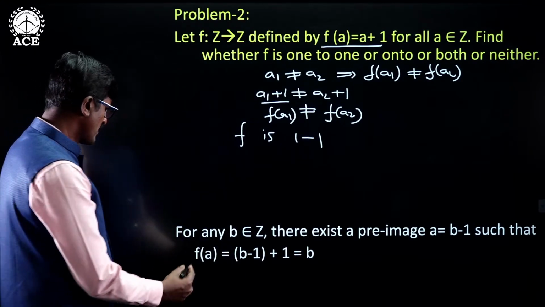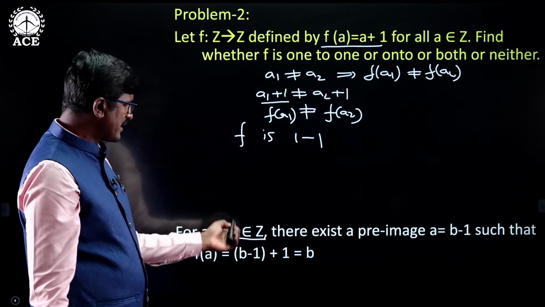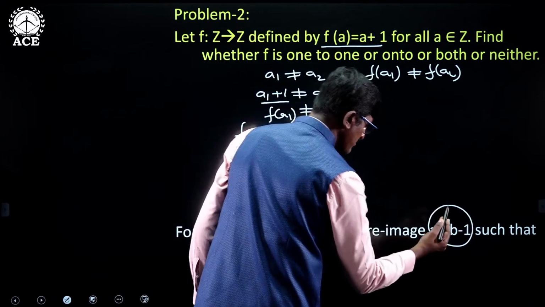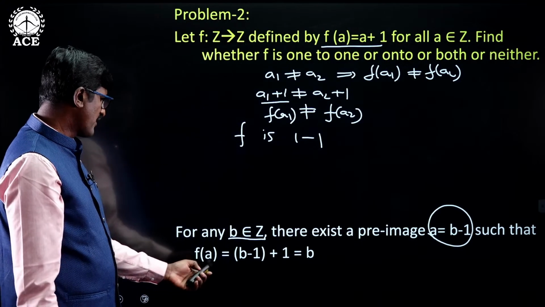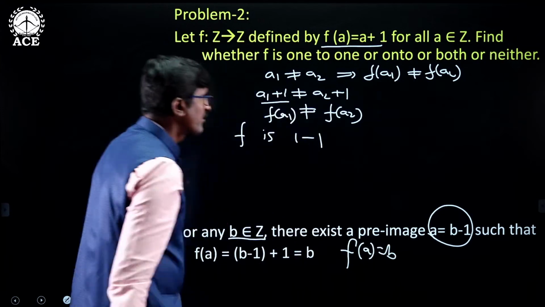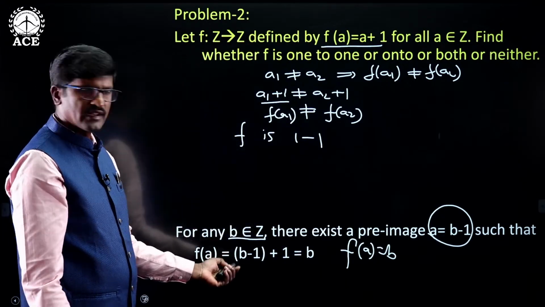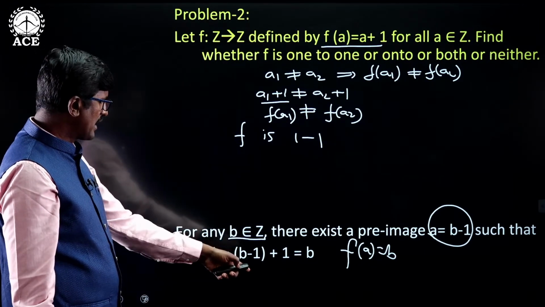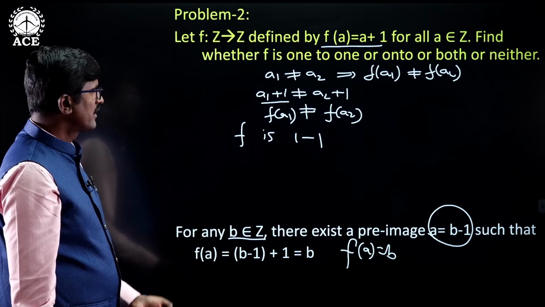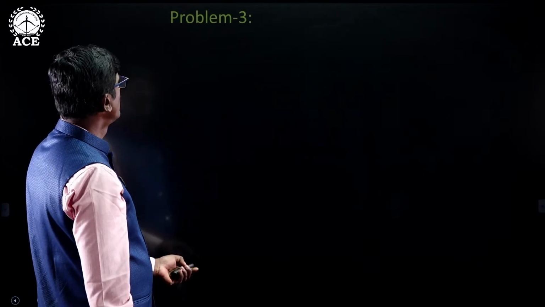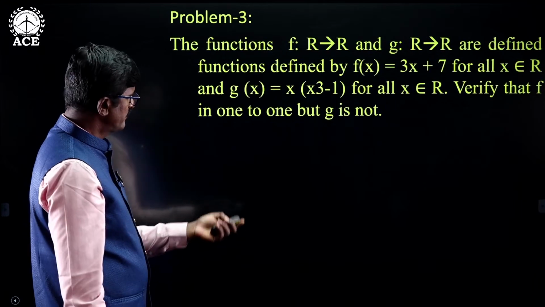This is our onto function. So B belongs to Z. For every element in B set, there is a pre-image. What is that pre-image? B minus 1 is the pre-image, such that F of A is equal to B. That is, for every element in the codomain, there is a pre-image in set A. Therefore, the function is onto. So one-to-one and onto. Therefore, whatever function they have given, that is a one-to-one correspondence function. This is some other example, very simple one. You can go through it. You can easily understand this.